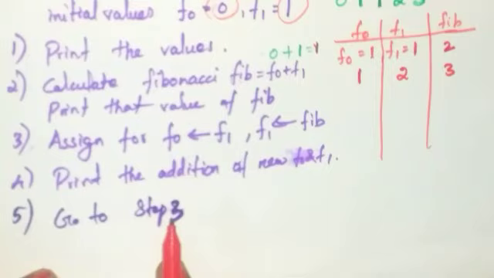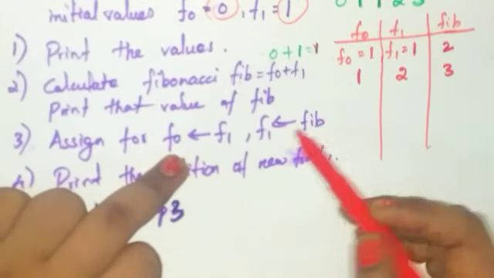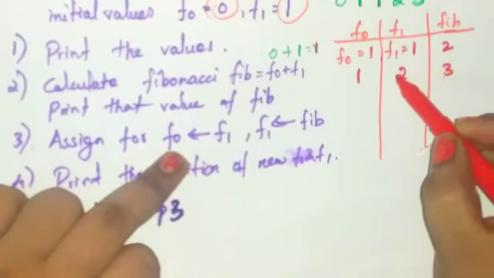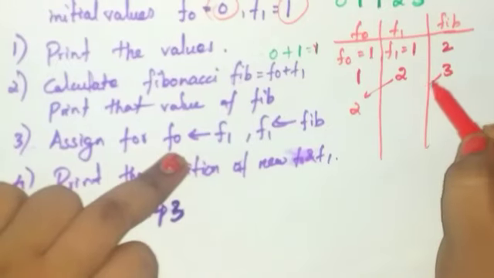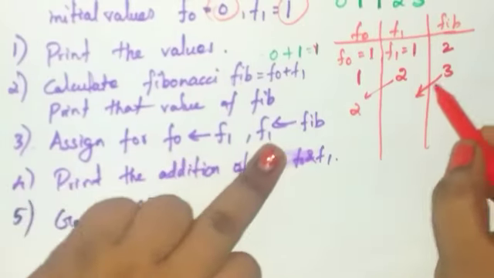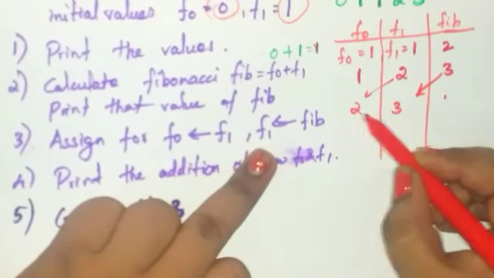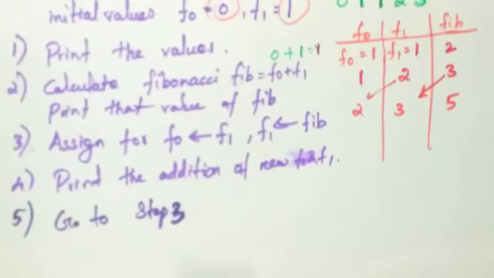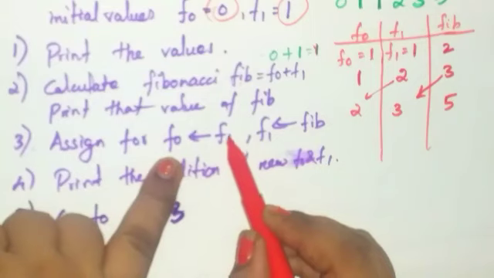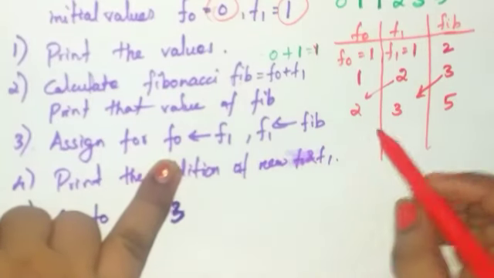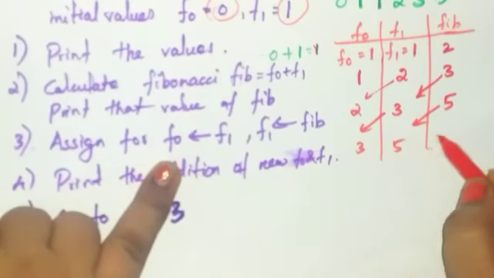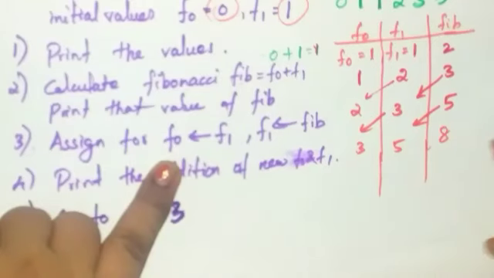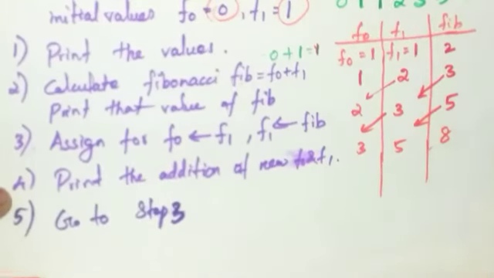Again go to step 3. Assign the F1 value to F0 and the Fib value to F1. So the F1 value is 2, assign this value here. And assign this Fib value, 3, to F1. So 2 plus 3 is 5. So our next output is 5. Next, again go to step 3. Again assign the F1 value to F0 and the Fib value to F1. So this value is here, this value is here: 3, 5. 3 plus 5 is 8. So again write here the output 8.